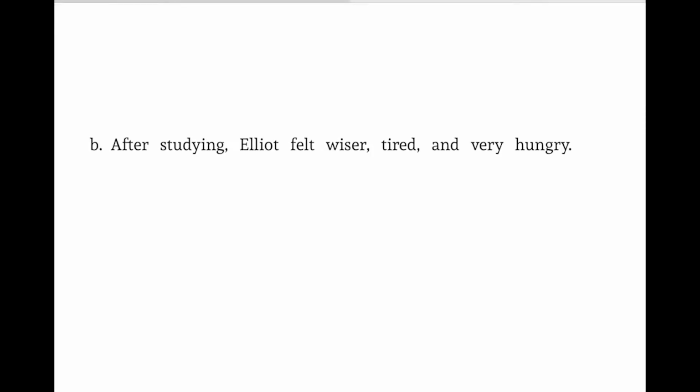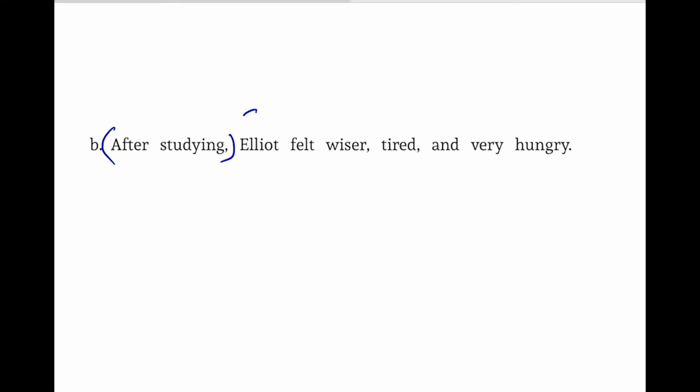First, we will label them, and then we will diagram them. So labeling them. First, we start by looking for phrases. Then we'll look for clauses, then principal elements, and then any modifiers. So scanning those four things, we see at first we do have a phrase, after studying, set apart by a comma there. After studying, Elliot felt wiser, tired, and very hungry. I'm very glad that Elliot is a student who's growing in wisdom and hunger. After studying, Elliot felt wiser, tired, and very hungry.